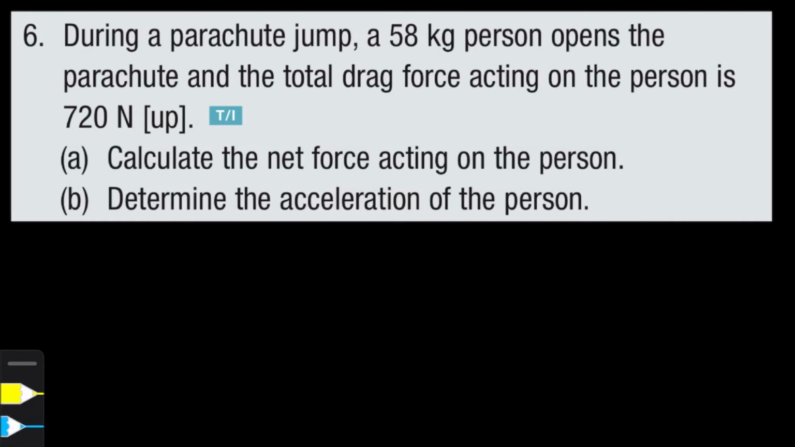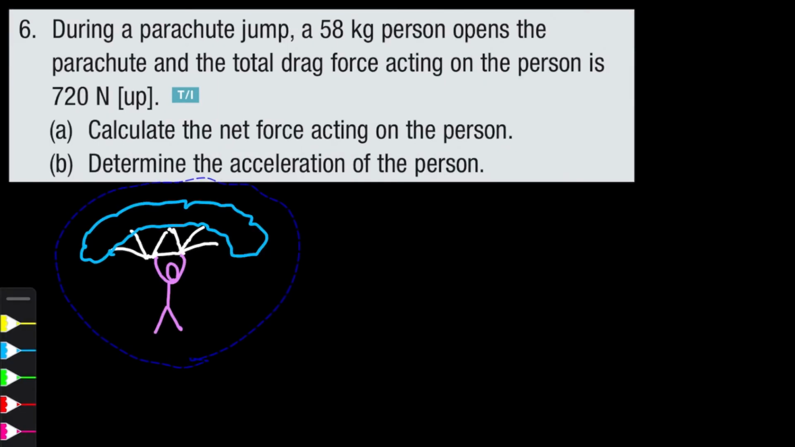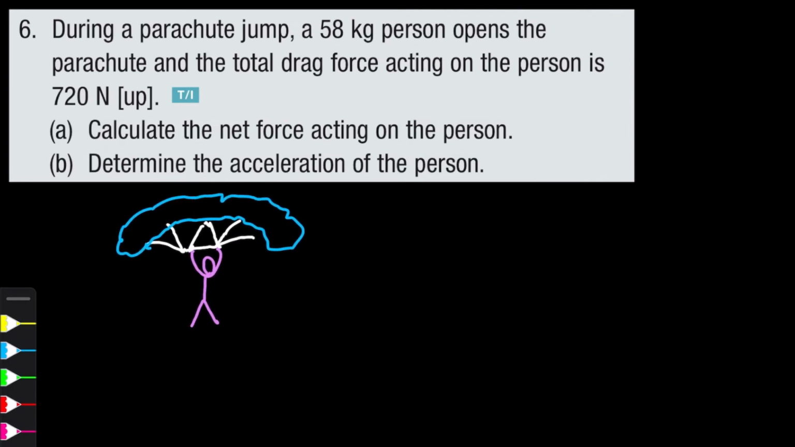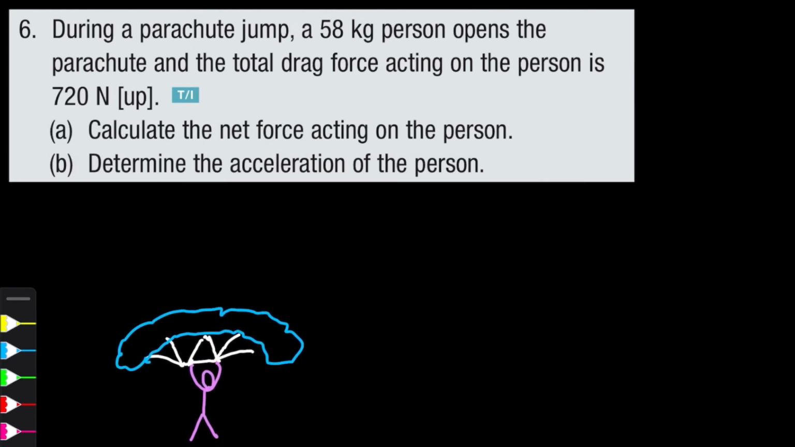So we have a parachute jump and a person opens their parachute and there's some drag force. So the person is falling down, and then the drag force will be pointing up because it's resisting the direction of motion. Let's draw a diagram so we can better visualize it. Okay, so we have the parachute and the person is falling, and as they're falling, there's going to be some drag force, and the drag force opposes the direction of motion, so the drag force will be pointing up.